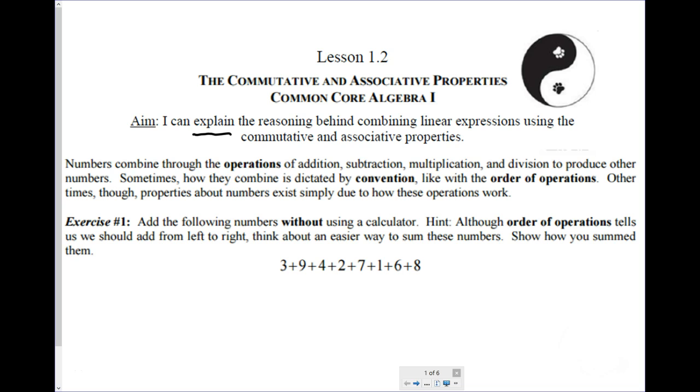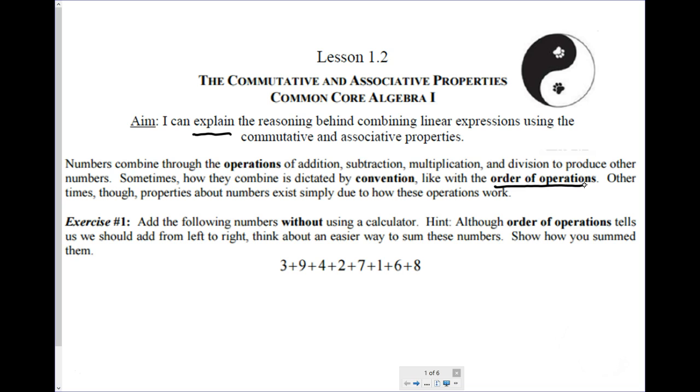Numbers combine through operations of addition, subtraction, multiplication, and division to produce other numbers. You've done this before by saying 3 plus 6 is 9, 9 minus 3 is 6, and so on. Sometimes how they combine is dictated by convention, like with order of operations. Convention is basically saying how we do something. Other times, though, properties about numbers exist simply due to how these operations work, and I'm going to explain what this means. Let's take a look at exercise 1.